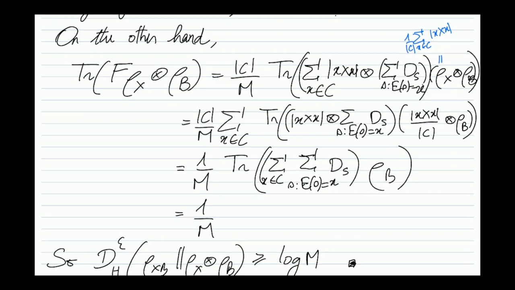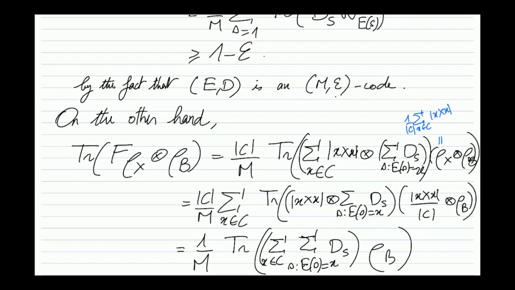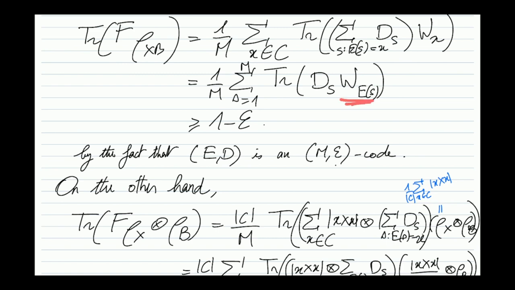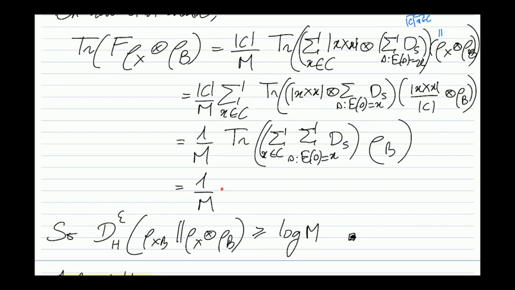Then what remains is the trace over the sum over all X's in C of the sum over all S's such that E of S is equal to X of D_S times, not rho X now, but rho B, the average rho. This is a state which is completely independent of X. Now I use the fact that D_S is a POVM, so this sum is equal to identity, and I have just the trace of rho B, which is 1. The crucial difference between the two terms is that in one case I have W_X, and in this case I have the average one. So that's why in this case it's just equal to 1 over M.